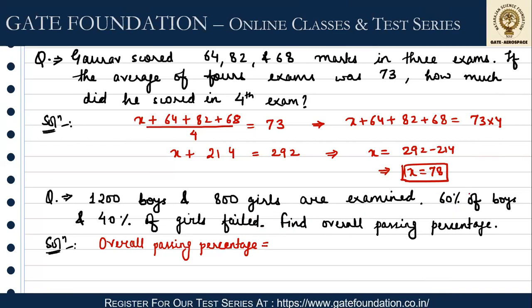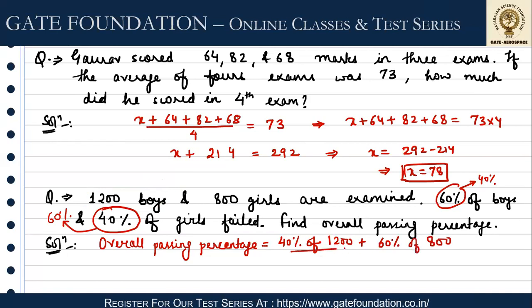First of all, the question says that 60% of boys and 40% of girls failed. That basically means only 40% of boys and 60% of girls passed the exam. So I'll find the total number of students passing: 40% of the number of boys, that is 1200, plus 60% of 800, divided by the total number of students, 1200 plus 800, that is 2000. I'll multiply it by 100.